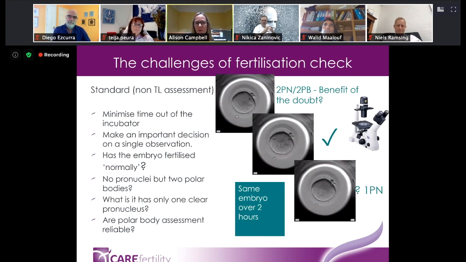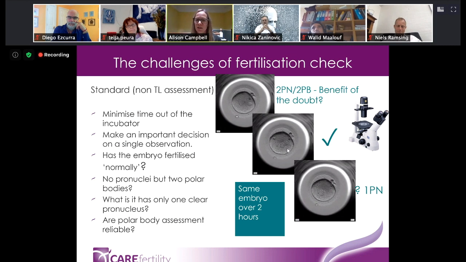So here we have 3 images of the same embryo over 2 hours. And in the first one at the top, we can certainly see a single pronucleus, and it looks like 2 polar bodies. The second one is much clearer. So we can see 2 clear pronuclei, 2 polar bodies. And within the same 2-hour window, we've got this larger pronucleus.